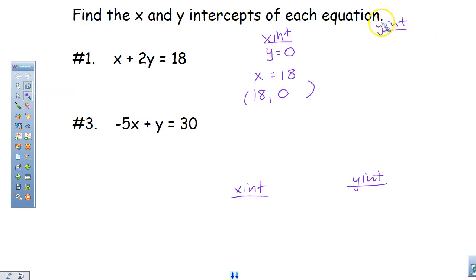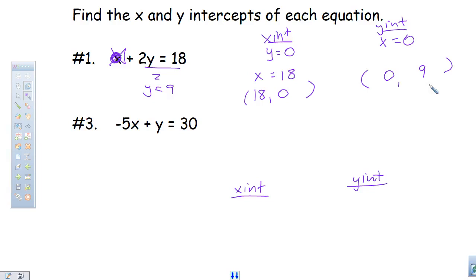You're exactly right. Yep, you're exactly right. So for my y-intercept, what am I going to plug 0 in for? X. So x is equal to 0. So if this x is 0 right here, guess what happens to it? It's gone. So I have 2y equals 18. So what's y equal? 9. Now the key is you got to write that as an ordered pair. So what's my x coordinate? 0. What's my y coordinate? 9. Anybody have questions on that so far?